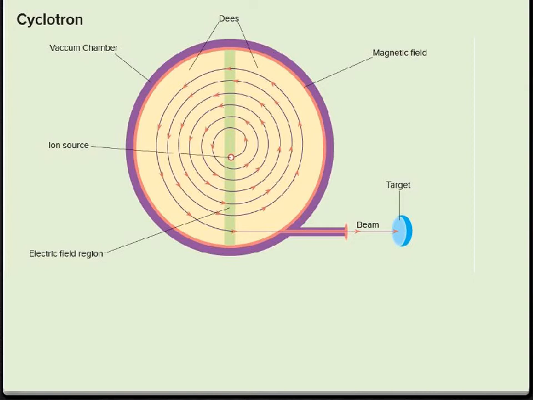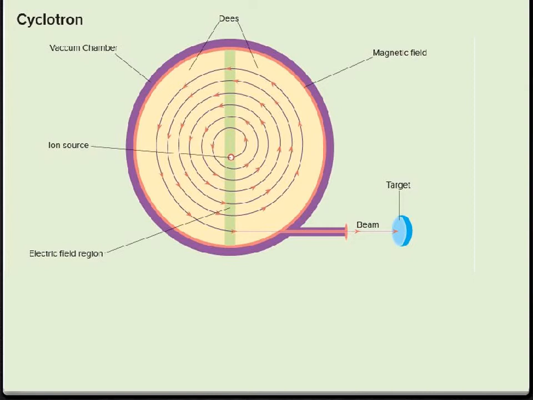It is kept in a region with uniform magnetic field, which is controlled by an electromagnet. A uniform magnetic field is given, and there is an electromagnet to control it. The direction of the magnetic field is normal to the plane of the Ds. The two Ds are kept separated with a gap, and the source is placed at the center in the gap between the Ds. The Ds are connected to a high frequency alternating potential difference.